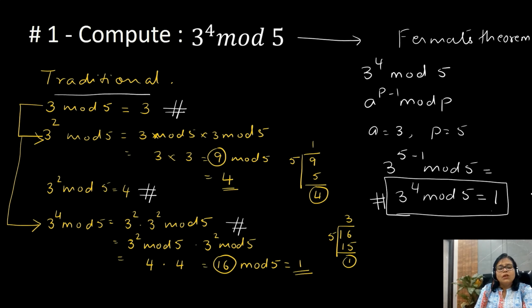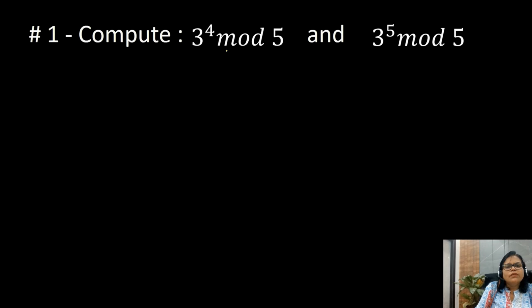We had to compute 3 raised to 3 mod phi, 3 squared mod phi, 3 raised to 4 mod phi. Whereas in Fermat's theorem, you do it in one step. So Fermat's theorem basically speeds up the process of computing modular exponentiation. So let us quickly revise how we computed 3 raised to 4 mod phi and how we will compute 3 raised to 5 mod phi.